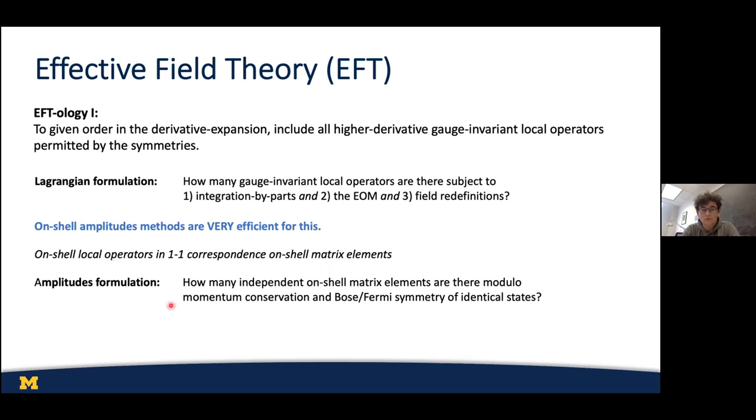And so the amplitude formulation of the problem of finding the basis of operators at a given order is how many independent on-shell matrix elements are there modulo momentum conservation, which is the equivalent in Lagrangian language to integration by parts. The on-shellness is just the equation of motion part, and we already talked about how field redefinitions are eliminated. We have to impose things such as Bose-Fermi symmetry of identical states and so on, but that is straightforward to do at the level of amplitudes. And let me try to illustrate this in a couple of examples.